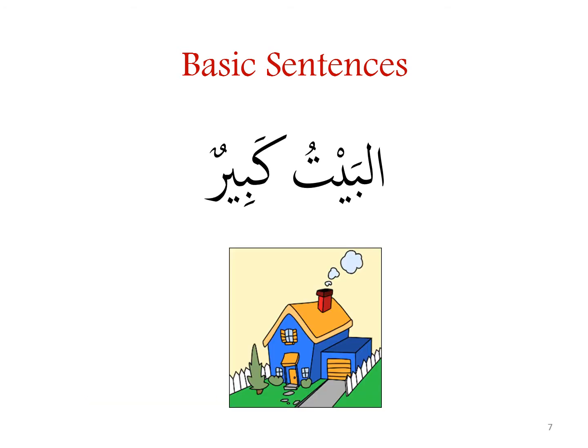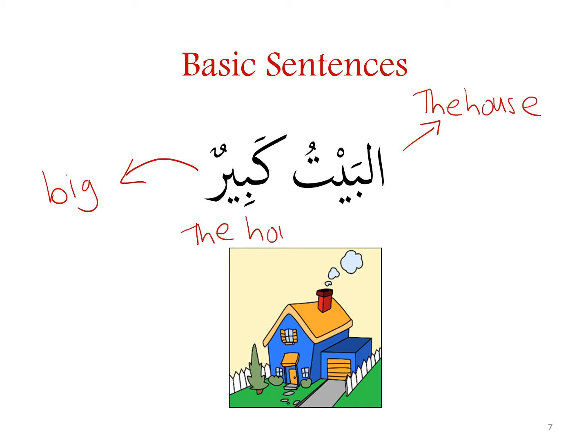So an example here, al-baytu kabirun. Al-baytu means the house. Kabirun means big. Now, because it follows that sentence structure of having a definite or ma'rifah noun followed by an indefinite or nakira adjective or sifa, it becomes a full sentence. So we can translate this as the house is big. Full stop.